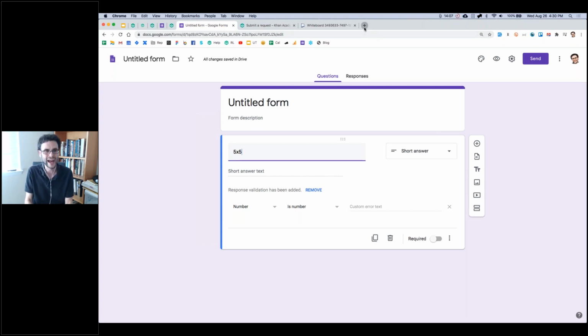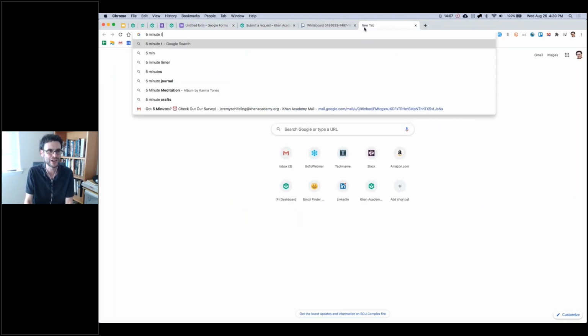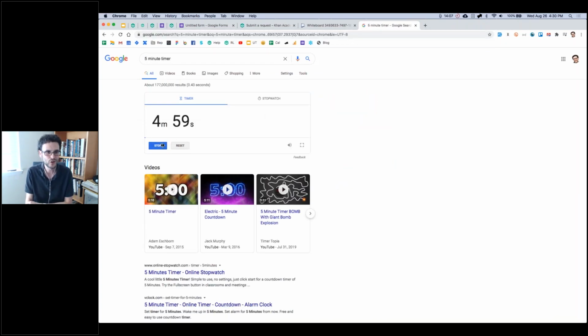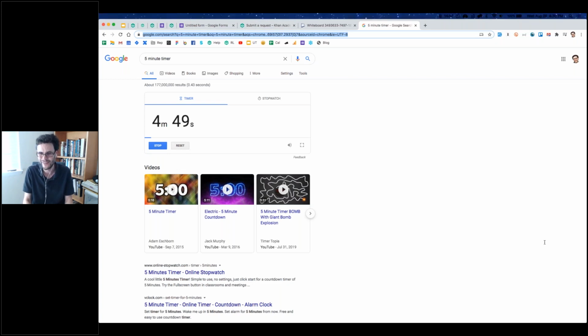Here's another cool little tack. If you want to have a timer on your screen, you come over here to 5-minute timer in Google, and Google will start a timer for you automatically that you can share on your screen so your students know how much time is left. Again, super easy way to get started and get your students working really fast. And I'll share a link to that technique in the chat.